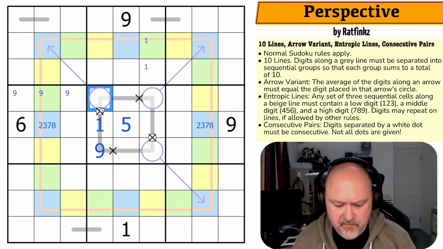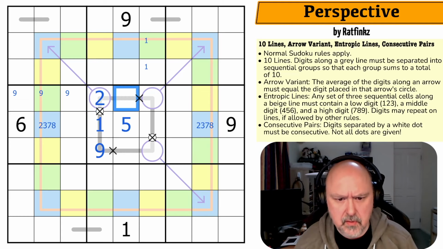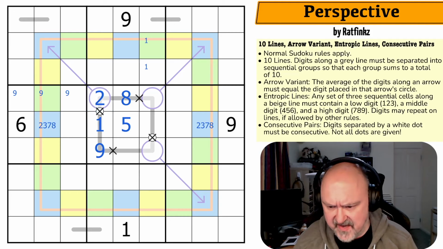Oh, this is consecutive with 1. That's the 2. So that's the 8. Sorry, I missed my consecutive dot. I'm going to remove that X now. That was just a gimme.